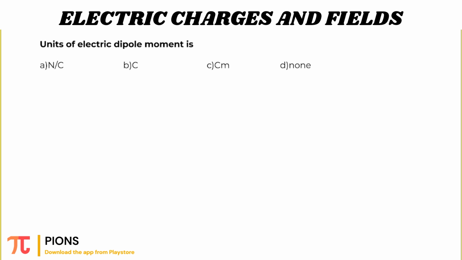It says the unit of electric dipole moment is coulomb meter. So the correct answer is option C, coulomb meter. Newton per coulomb is electric field, coulomb is charge. So the correct answer is C.